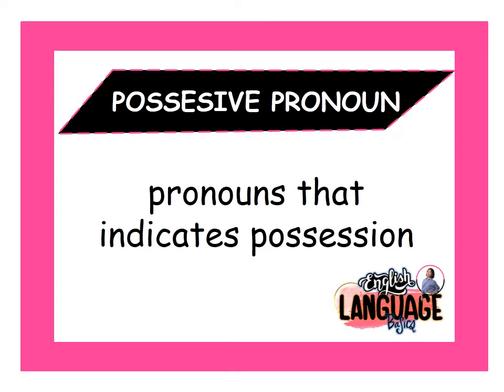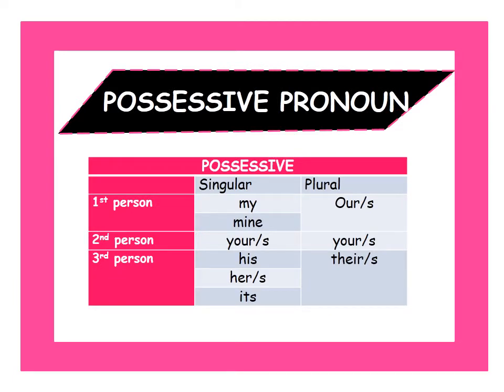Next is possessive pronoun. When you say possessive pronoun, it indicates possession. In other words, it indicates ownership. Here is the list of pronouns which show possession in a sentence. For the first person singular, we have my and mine. For the plural, we have our or ours.